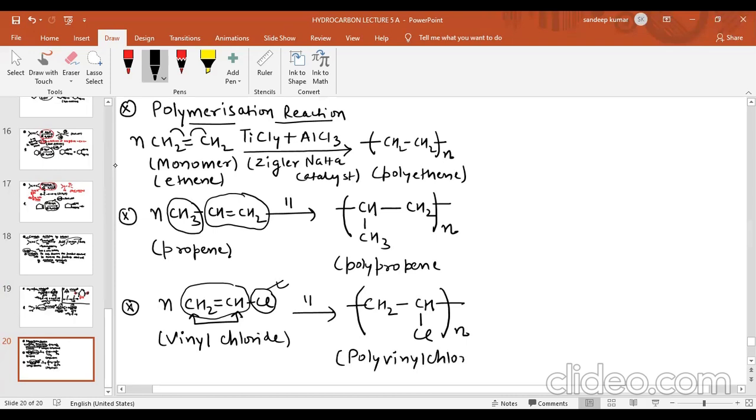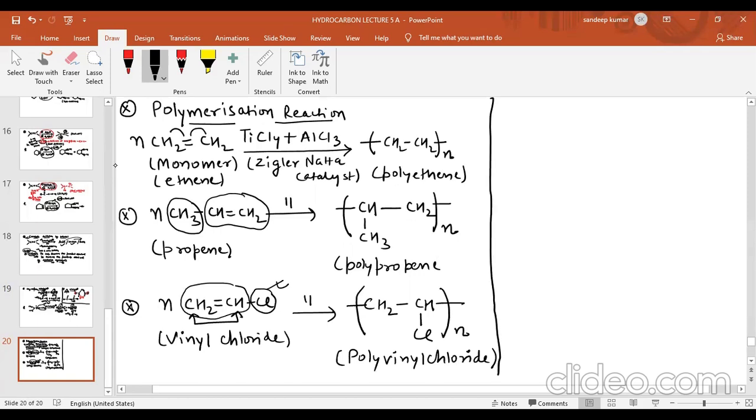So these are basically the monomers and polymers. So this is basically also the polymerization reaction. In the same way, see some more reactions related to the polymerization reaction.